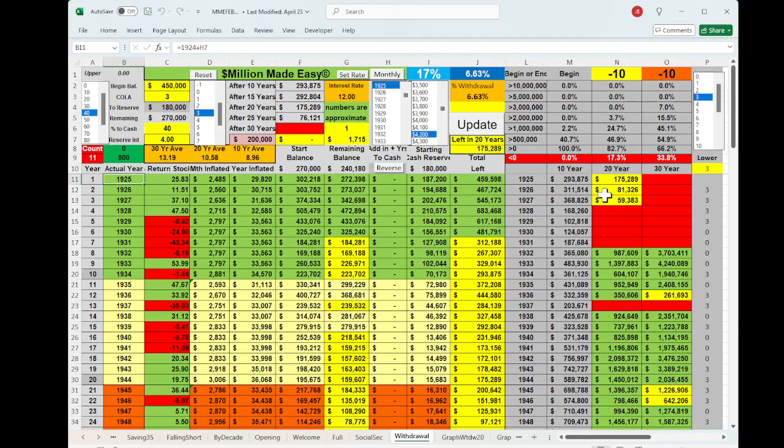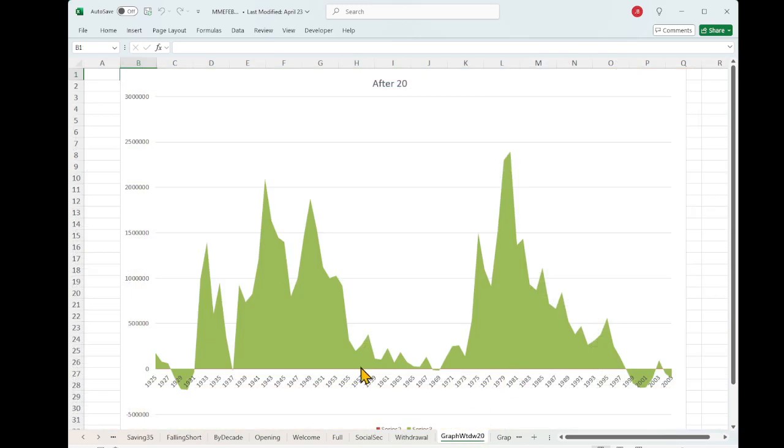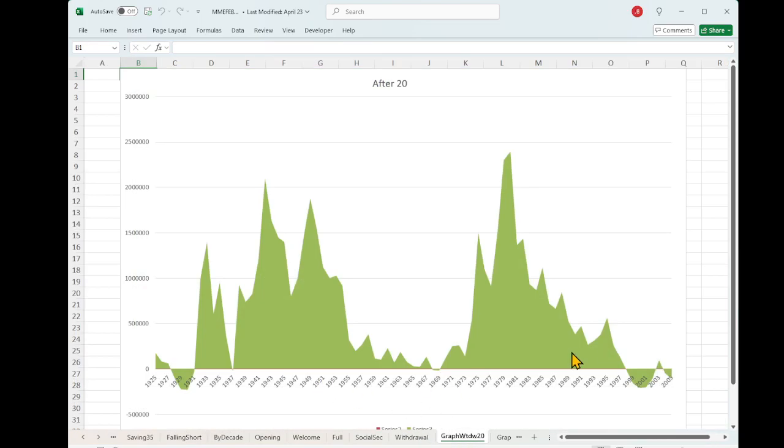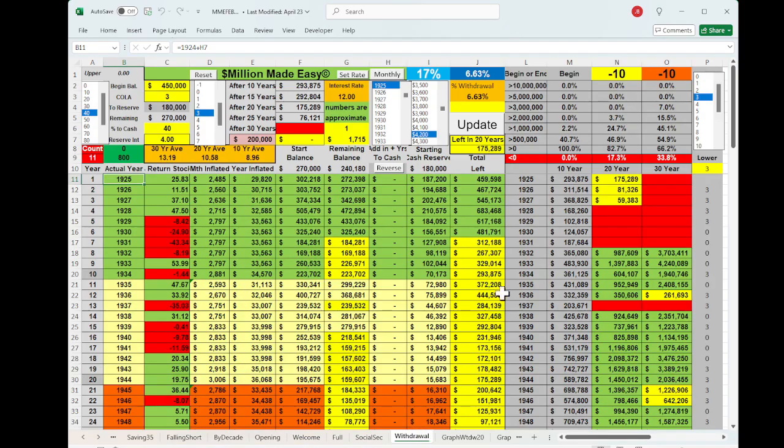The first 10 years, no problem. After 20 years, this is what the graph actually looks like. You can have a problem if we had returns like the Depression years, and also if we had returns like the year 2000. Again, what happened? This was a bad decade. This was a bad decade. So you can see it kind of makes sense. Those are going to be the problem areas with the numbers that he's given me.